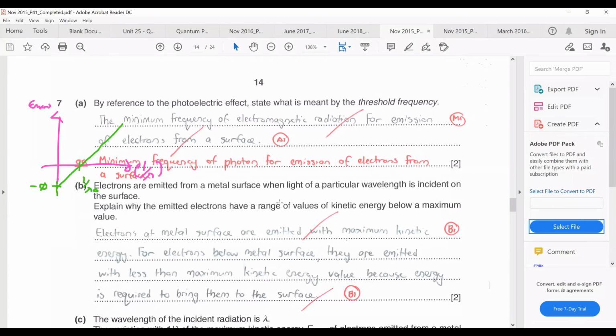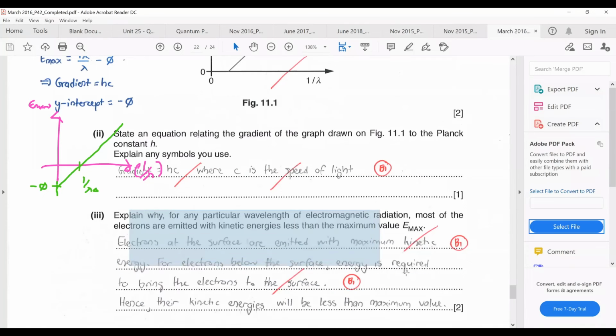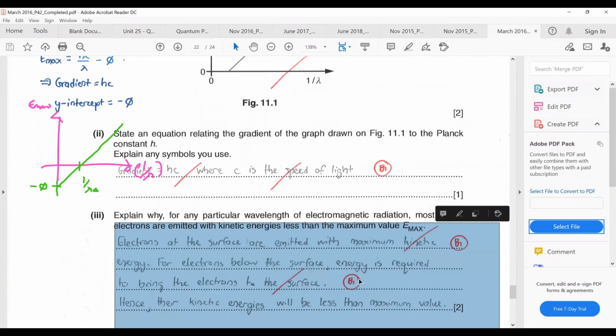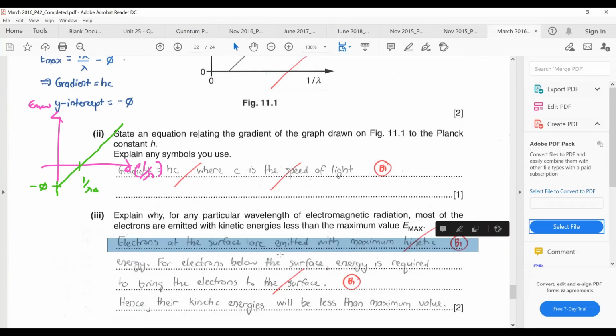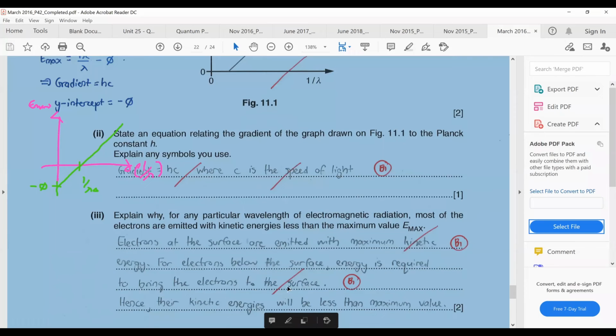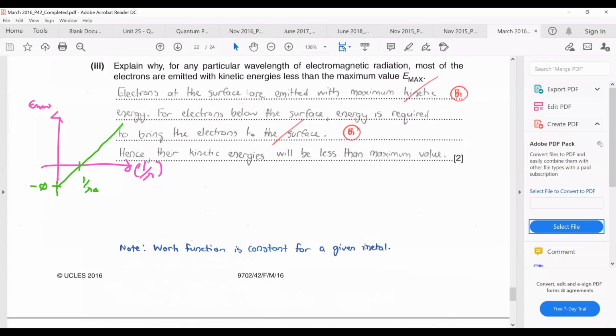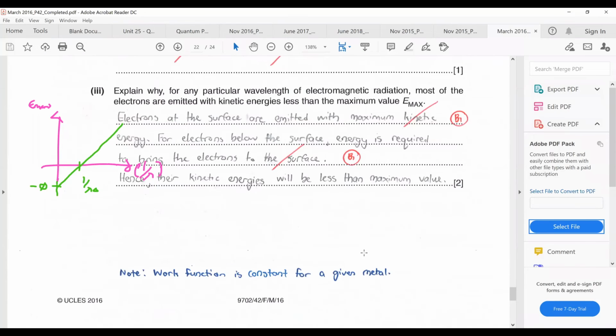Explain why electrons have a range of Ke values below a maximum value. This one is the same thing again. Explain why electrons are emitted with Ke's less than the max value. The answers are the same. The first 2 points are always the same. Electrons at the surface are emitted with max Ke. For electrons below the surface, energy is required to bring the electrons to the surface. Hence, the Ke will be less than the max value. Same answer also, so just copy this one.